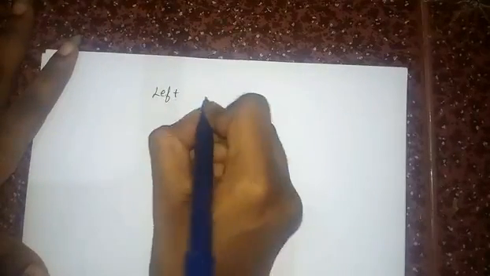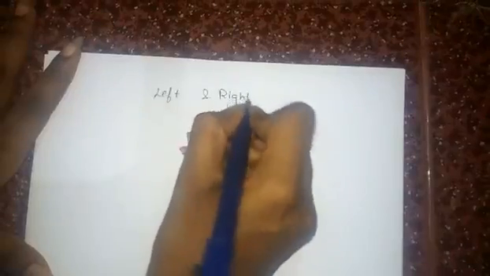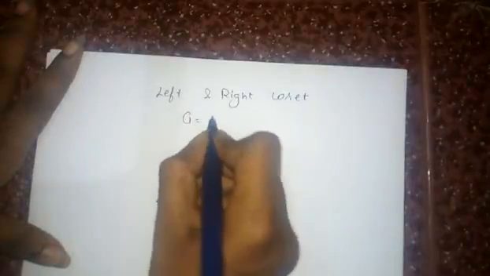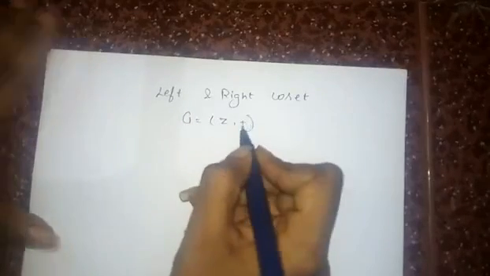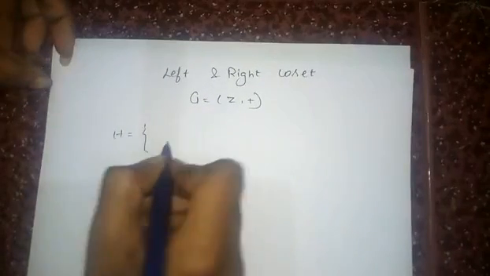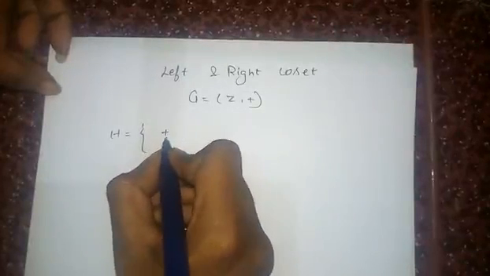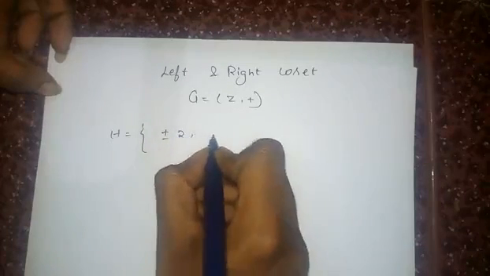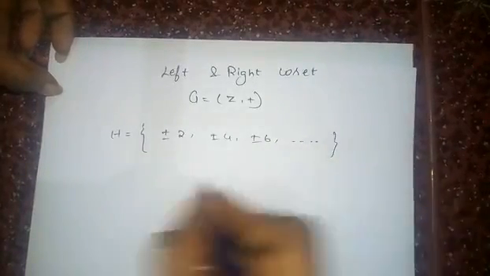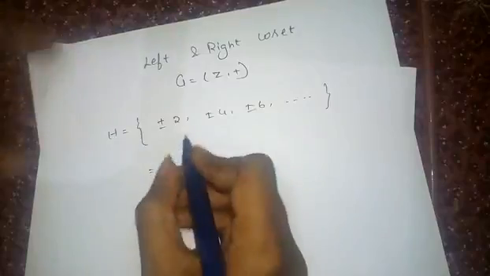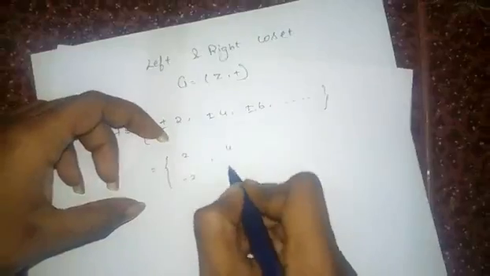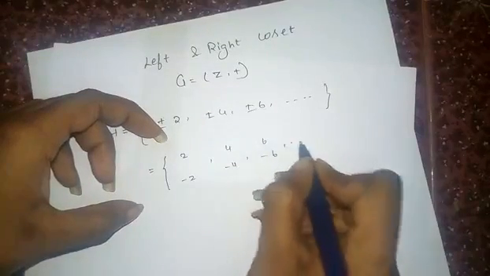In today's class, we are going to discuss the left and right coset of the group G under addition. I'll take a subgroup H which consists of even numbers, that is plus or minus 2, plus or minus 4, plus or minus 6, and it goes on. For my convenience, I'll separate the positive and the negative numbers: 2, minus 2, 4, minus 4, 6, minus 6.